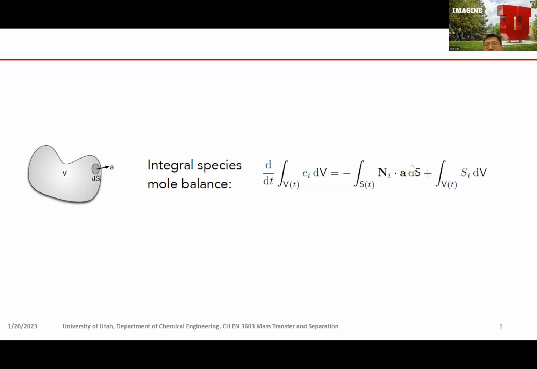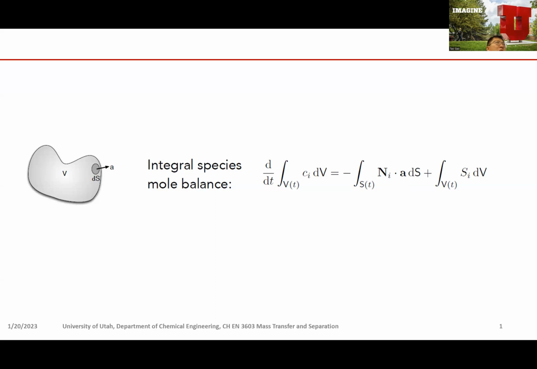if we have a reaction that's generating the species I. In this equation, in order to compute the net flow into the control volume, we take an integral of the molar flux of species I over the surface of the control volume, right?